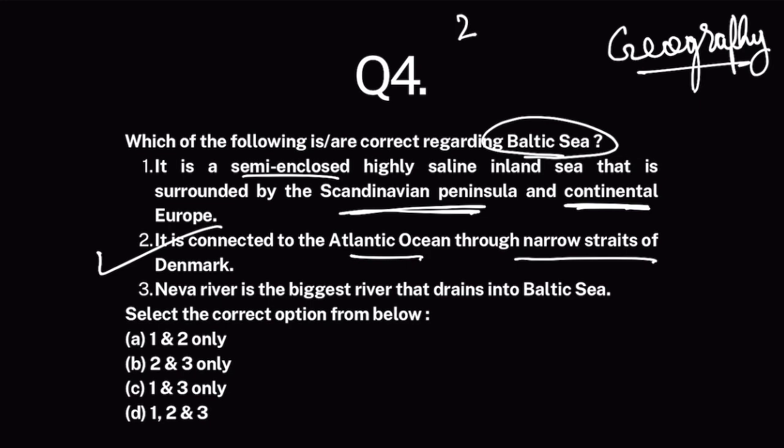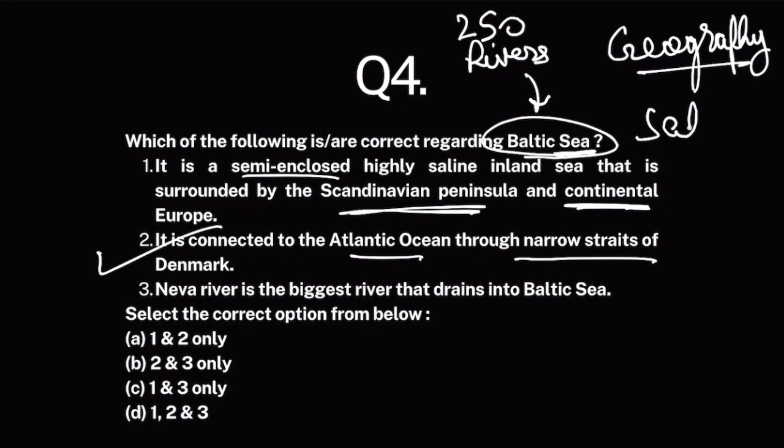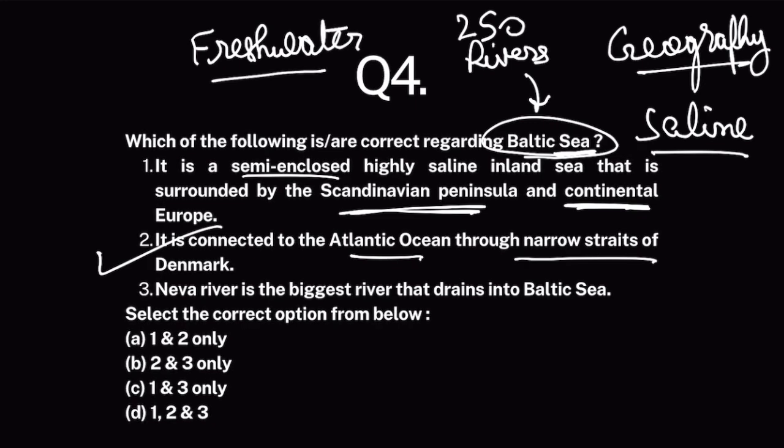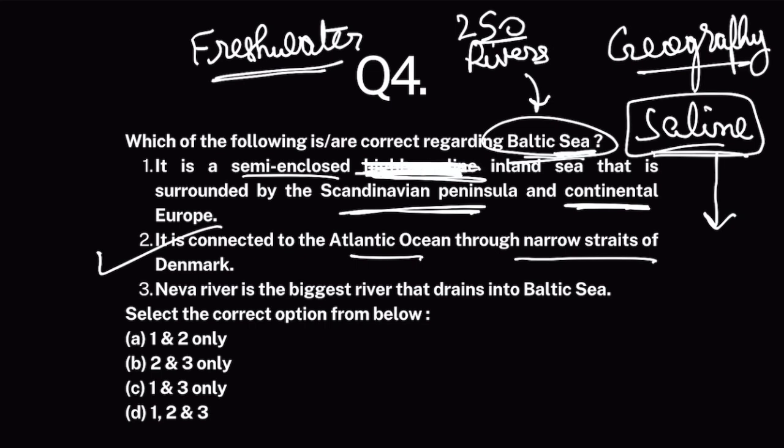Now, more than 250 rivers drain their waters into the Baltic Sea. The thing is that seas have saline water, okay, but rivers have fresh water. Now, because so many rivers are dumping their waters into the Baltic Sea, there is so much fresh water being dumped into the saline Baltic Sea, which has reduced its salinity as compared to other seas surrounding it. Okay, so we cannot call it highly saline. These two words are incorrect in the first statement. Rest everything was correct. Okay.